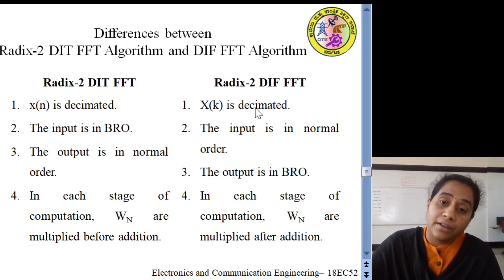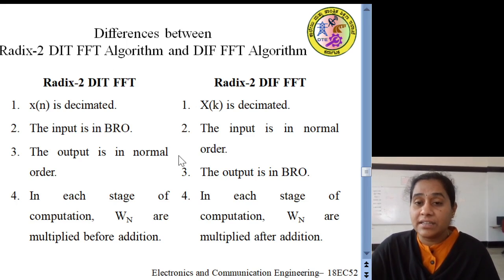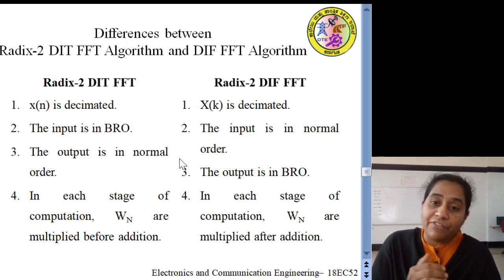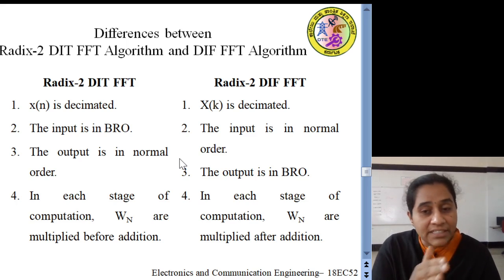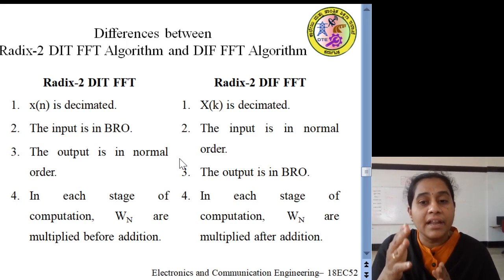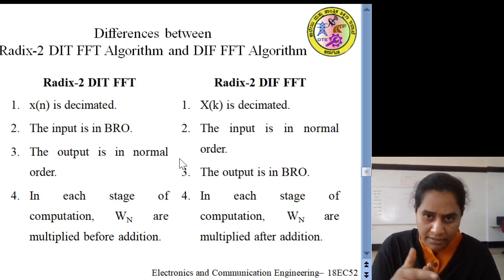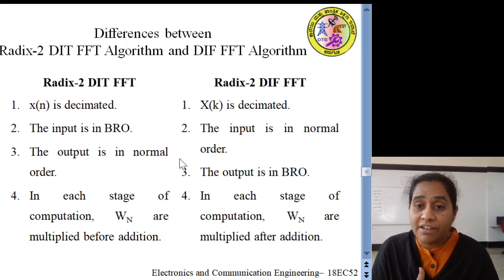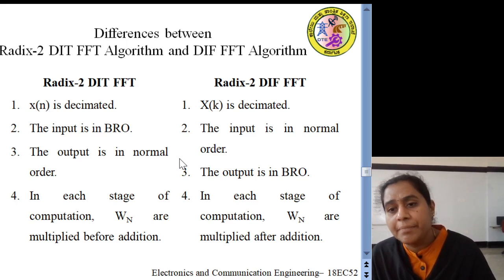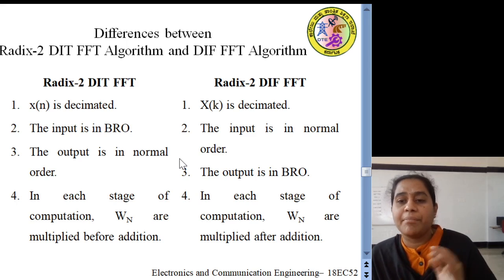Now the second difference is the way of giving the inputs. In the radix-2 DIT FFT algorithm, we give the inputs in bit reversed order. So here it is not in normal order or natural order. Instead, it is in jumbled order. So here it is in bit reversal order in case of the DIT FFT algorithm. If you come to the DIF FFT algorithm, the input will be given in normal order.